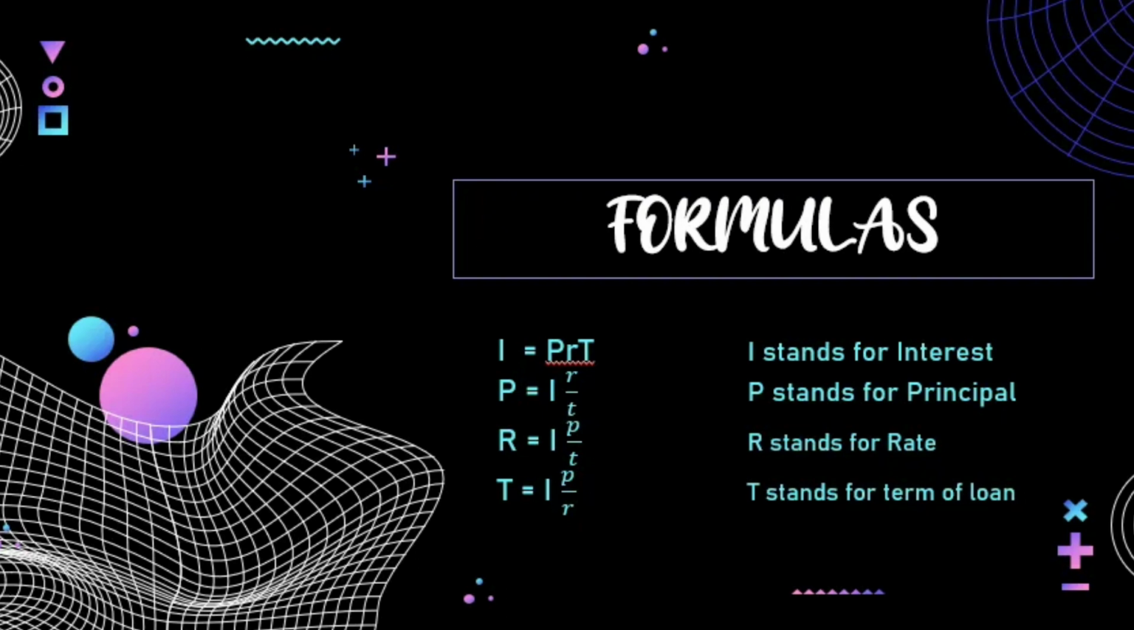The next one is principal amount equals interest divided by rate multiplied by term of loan. Next, rate equals interest divided by principal amount multiplied by term of loan. The last one, term of loan equals interest divided by principal amount multiplied by rate. Now, how do we use these formulas to perform a solution?